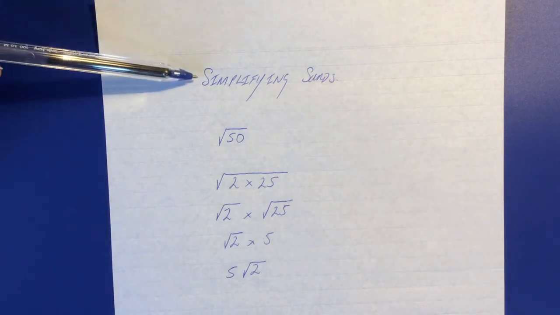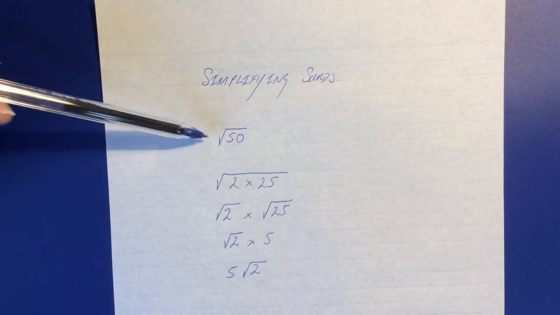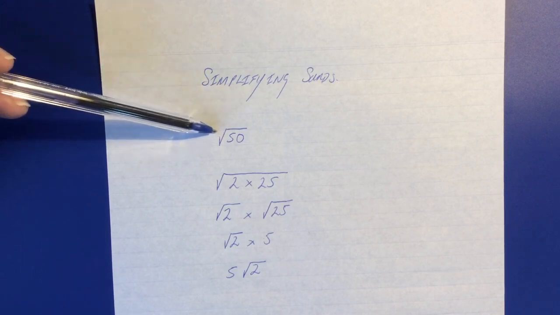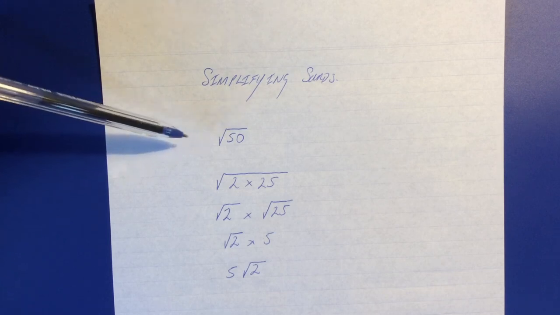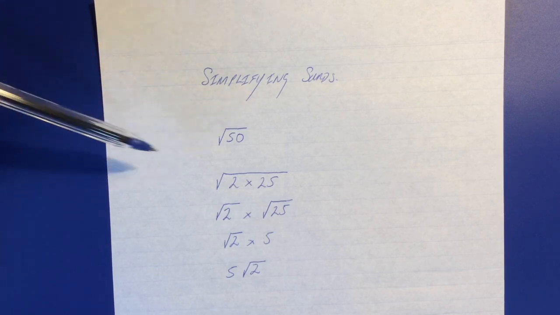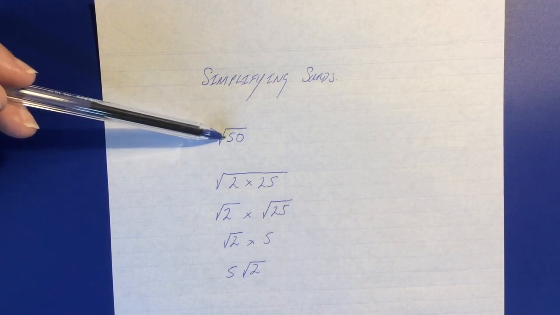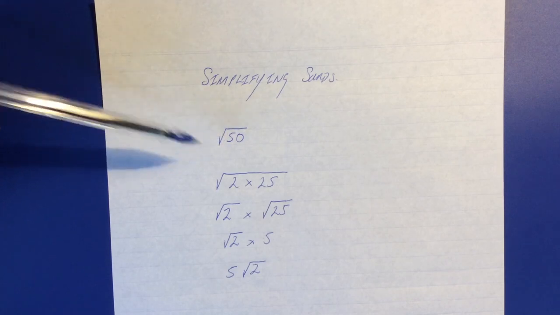Today we're looking at simplifying surds. And the first surd that we've chosen is the square root of 50, or root 50. And what we do is we just go through a process of finding factors of this. So, let's start.